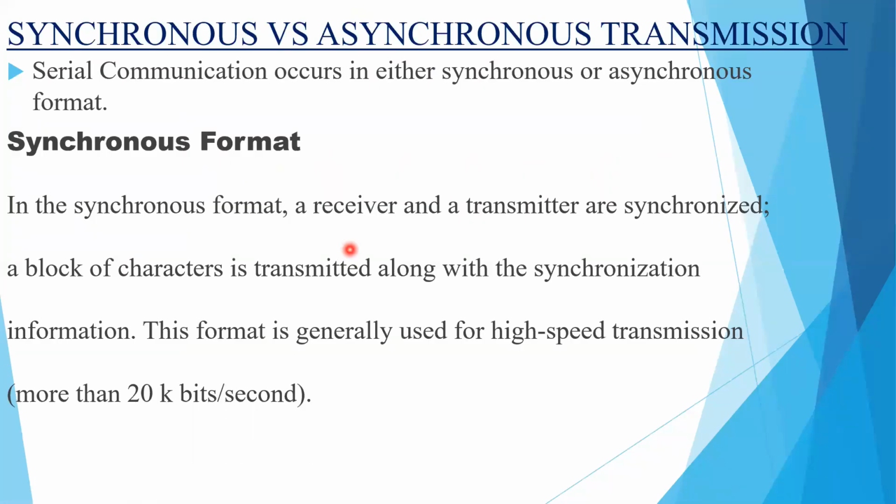There is another concept related to serial communication: it is classified into two formats, synchronous and asynchronous transmission. Now let us see what synchronous transmission is. In the synchronous transmission format, the receiver and the transmitter are synchronized. A block of characters is transmitted along with synchronization information. This format is generally used for high speed transmission, that is, more than 20K bits per second.